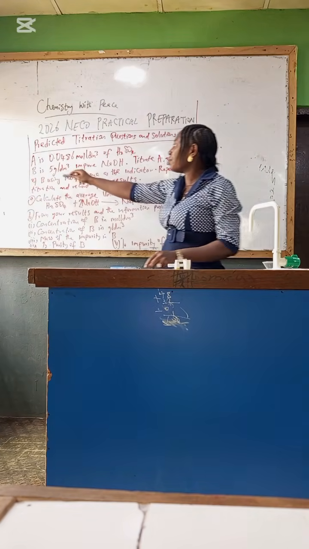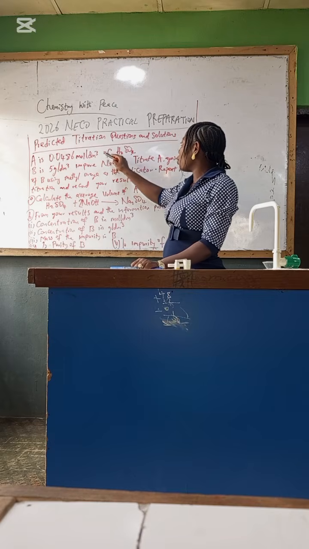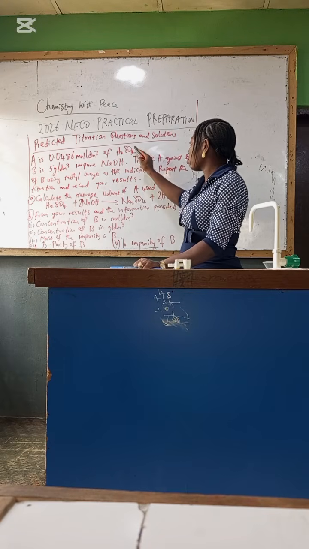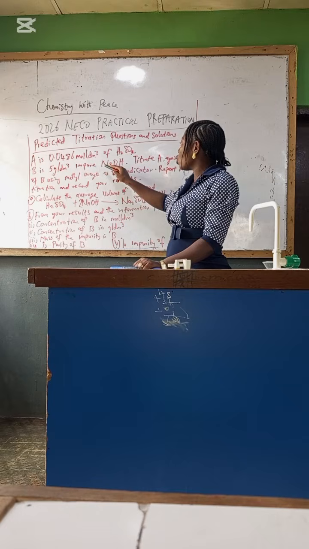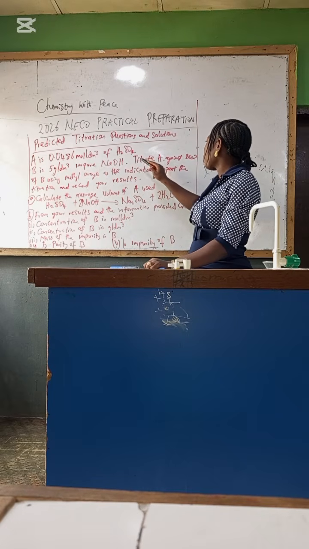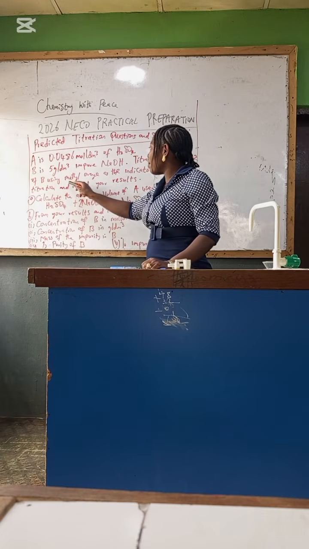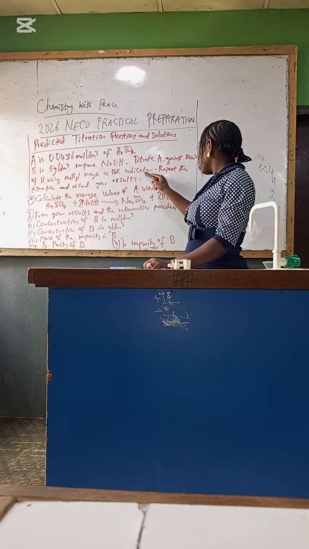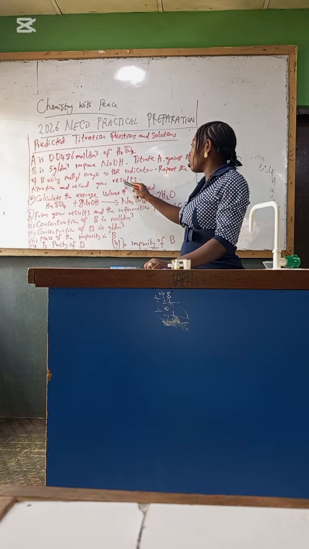So here's the question. A is 0.0486 mole per dm cube of H2SO4. B is 5 gram per dm cube impure sodium hydroxide. Titrate A against 25 centimeter cube of B using methyl orange as the indicator. Repeat the titration and record your results.